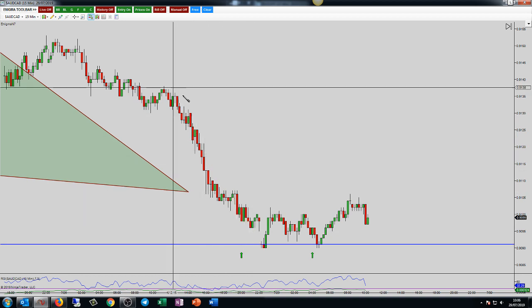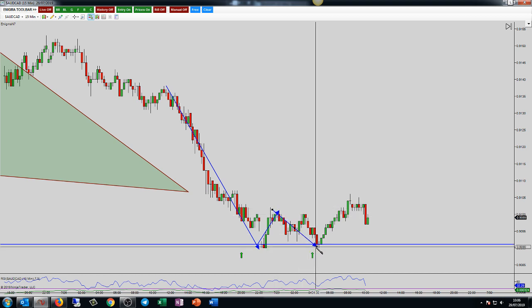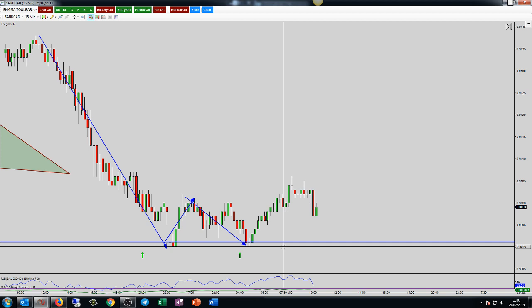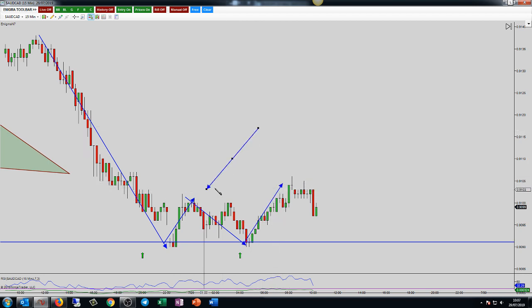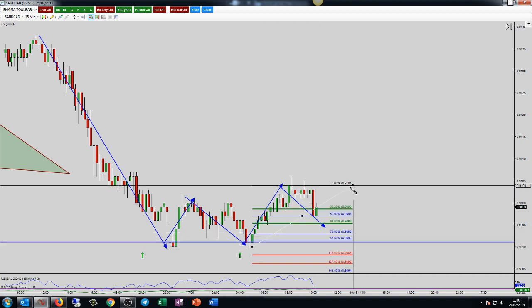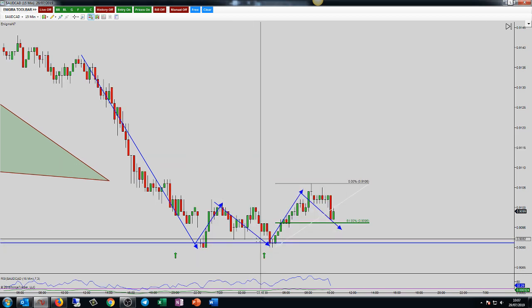Okay, wrong shortcut. We had the move lower, the pullback, the move lower. Is this valid? Yeah, it is. Then we had the move higher, a confirmed break above, close above, and then it looks like we're pulling back for a 26.18 trade here. So we're close to that 61.8 fib.